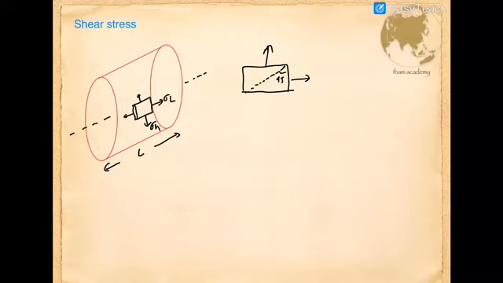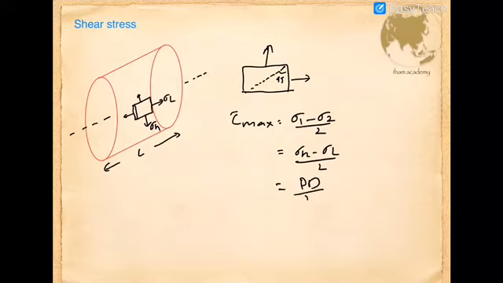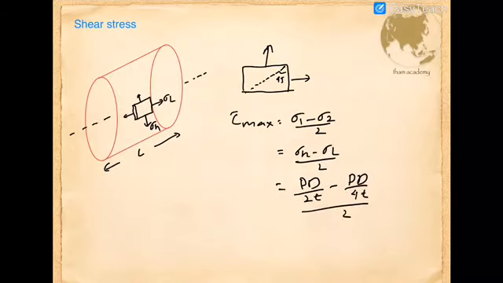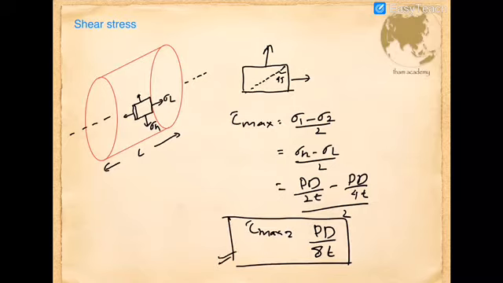stress will be developed. From the Mohr circle idea, we know that tau max will be equal to sigma 1 minus sigma 2 divided by 2, where sigma 1 and sigma 2 are the principal stresses. So here the major principal stress is nothing but the hoop stress. So sigma H minus sigma L divided by 2. So we can substitute the value: PD divided by 2T minus PD divided by 4T, divided by 2. So we can say the maximum shear stress will be equal to PD divided by 8T.